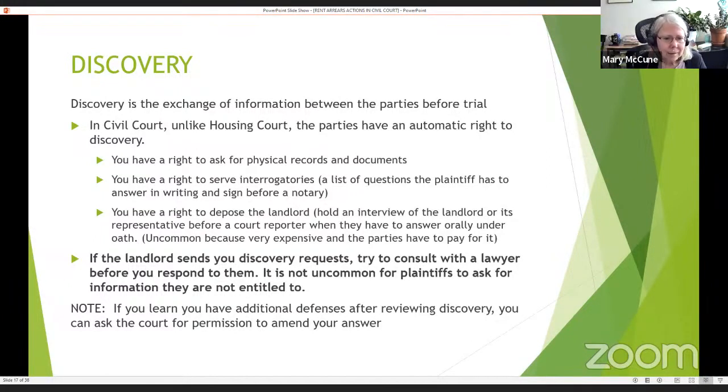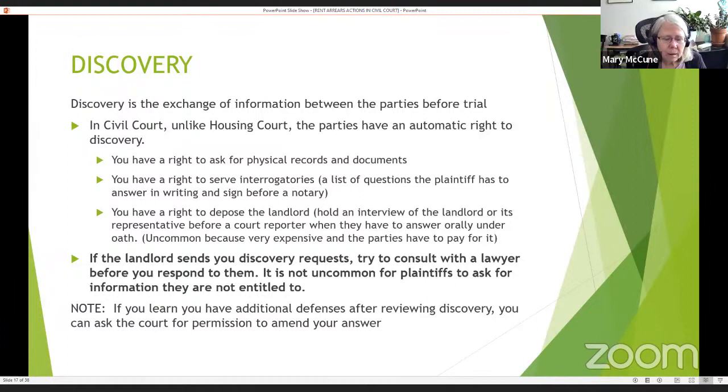You don't see that a lot in civil court because it's very expensive and the parties have to pay for it. So if you want to depose your landlord, you would have to pay several hundreds of dollars to pay for the court reporter. And you'd also have to find a place to do the deposition. It can cost a lot. Take my word for it. Asking for records and documents, that's really common. Interrogatory is a little less common.